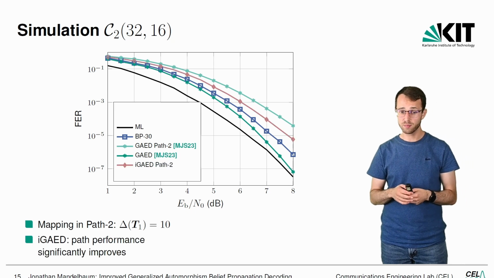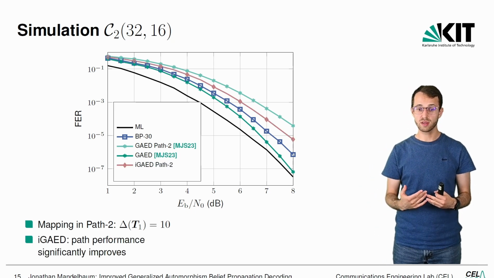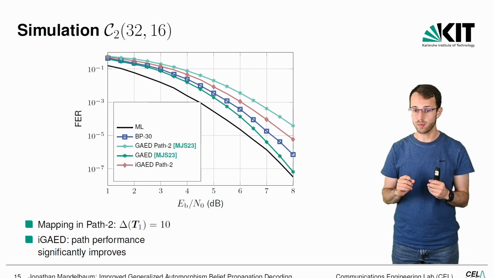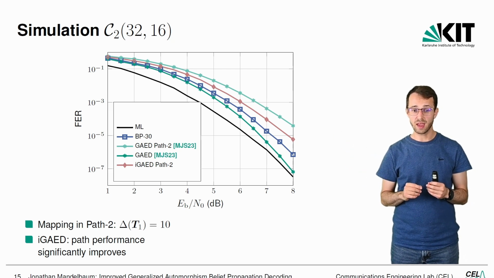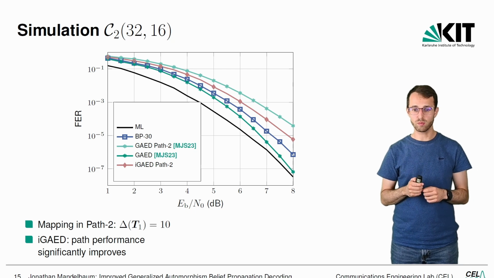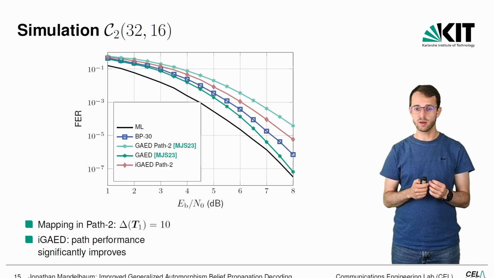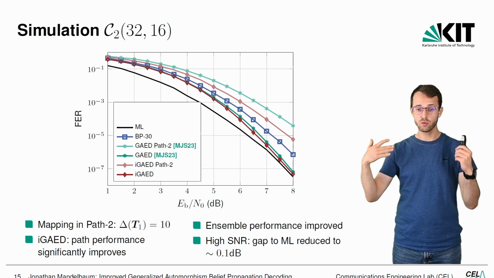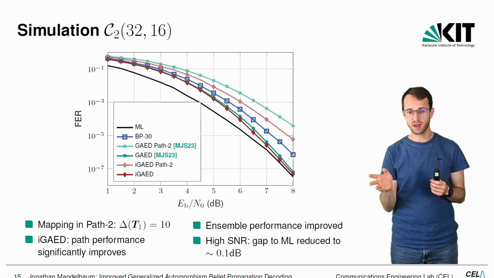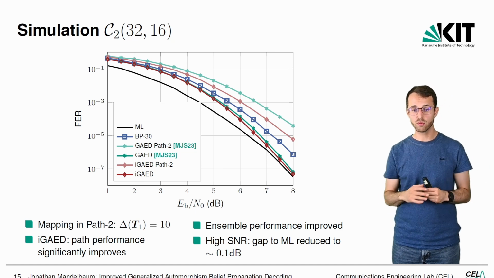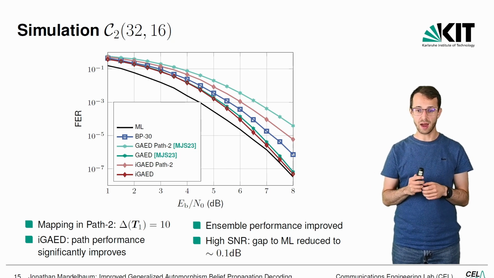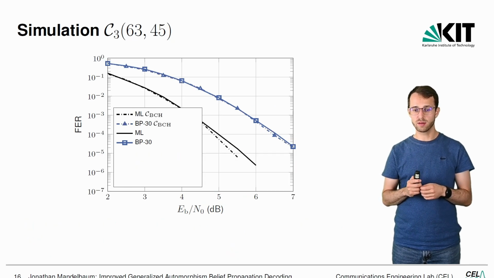However, if we now use improved generalized automorphism ensemble decoding, therefore the improved path structure, we can significantly improve the performance of the standalone paths. As depicted here, we observe a gain of about 0.6 dB at a frame error rate of 10 to the power minus 3, comparing both standalone paths. And this improvement in the performance of the paths also results in an improved performance of the whole ensemble. Therefore, we can here see that starting at a frame error rate of, or so, starting at an Eb/N0 of 0.05, we observe an improved performance, and the gap to ML performance can be reduced to about 0.1 dB in the high SNR region.